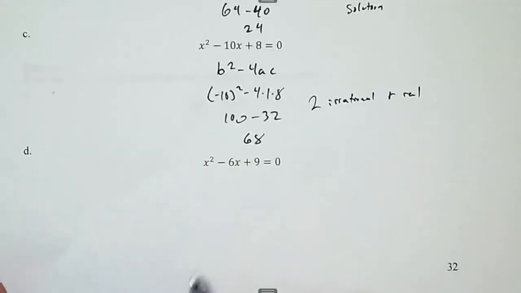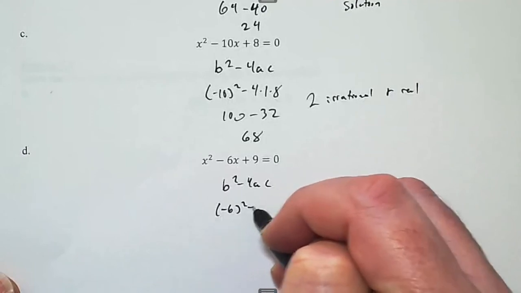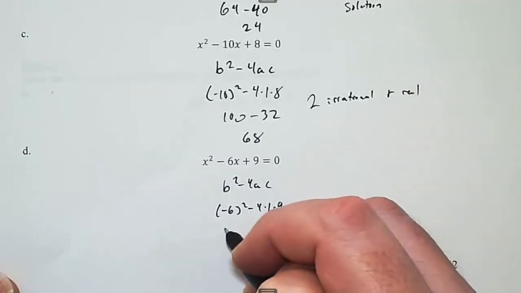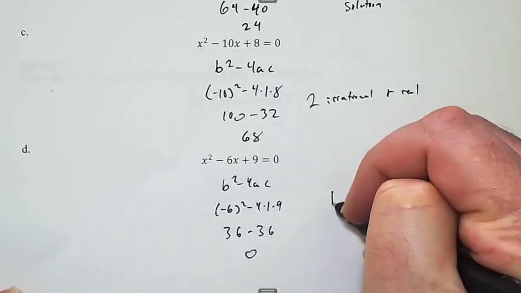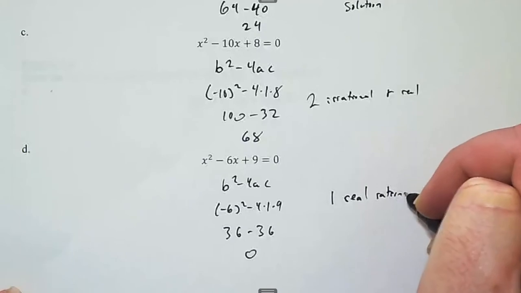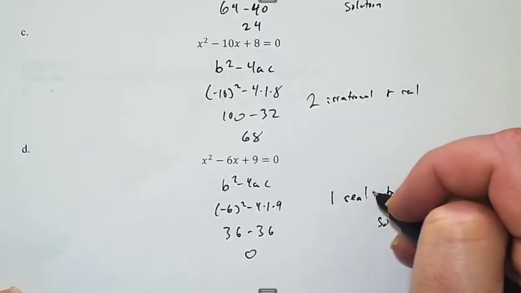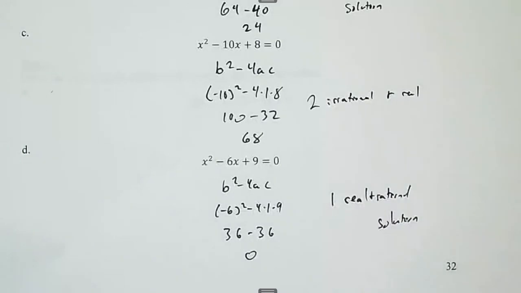All right, let's do this one. Negative 6 squared minus 4 times 1 times 9. That's 0. So 1 real and rational solution. I don't know if earlier I said real and rational when that happened, but it will be real because the square root of 0 is a real number, and it will be rational because the square root of 0 is also a rational number.